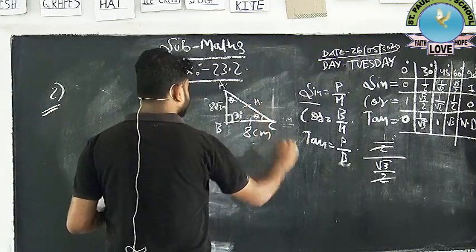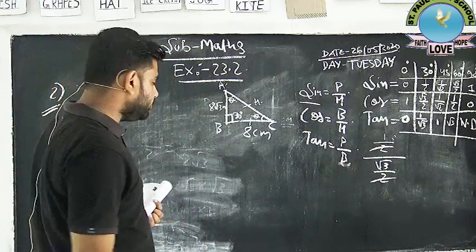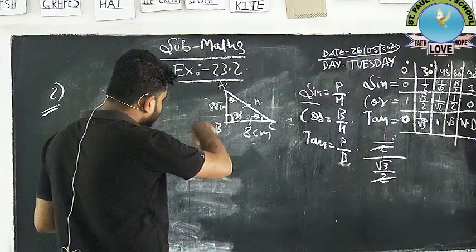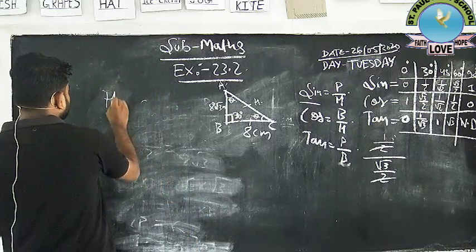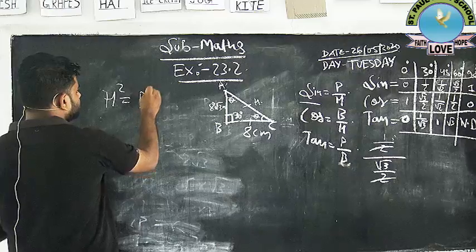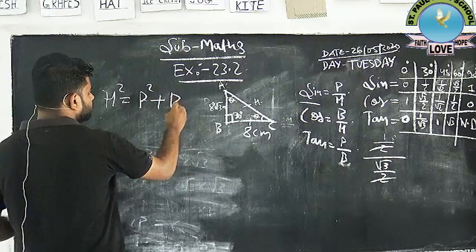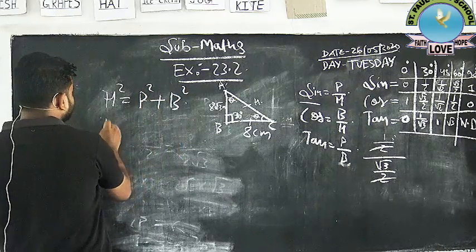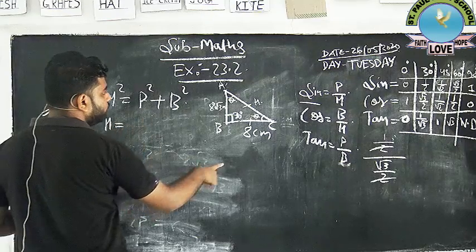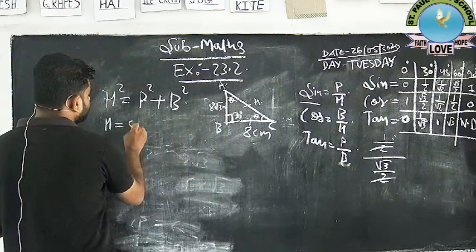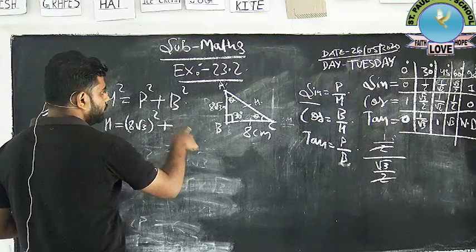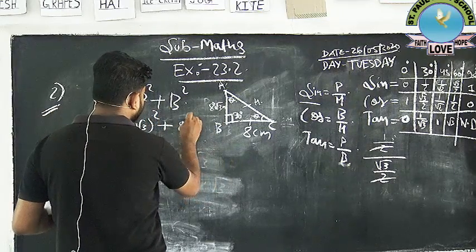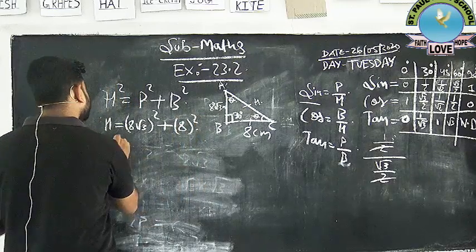Now before proceeding in our question, we must calculate this hypotenuse. Okay, first we have to calculate this hypotenuse. Now how to calculate this hypotenuse? Because in a right angle triangle we can calculate the hypotenuse. We have a formula, that is hypotenuse square is equal to P square plus B square. We don't know the hypotenuse, no problem in that. What is P? We have perpendicular 8 root 3 square plus B. B is 8 and 8 square.